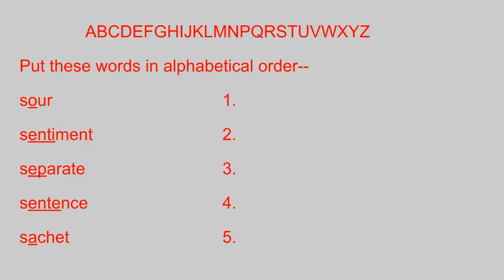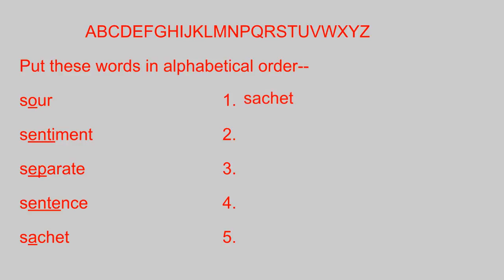Put these words in alphabetical order. The words are sour, sentiment, separate, sentence, sachet. They all start with an S, so we'll have to look at the second letter. We have an O in sour, an E in sentiment, an E in separate, an E in sentence, and an A in sachet. Well, we know that the A would come first, so our first word would be sachet.